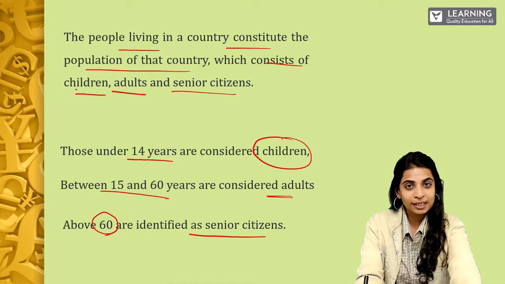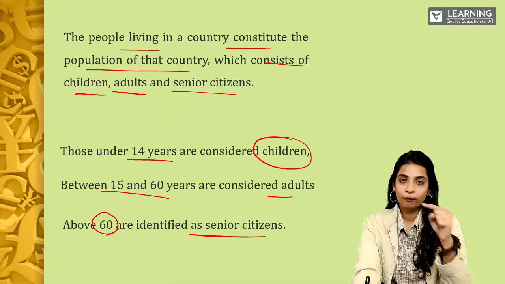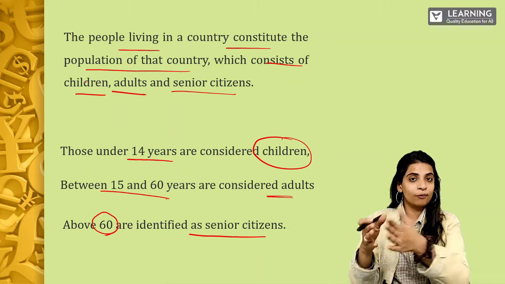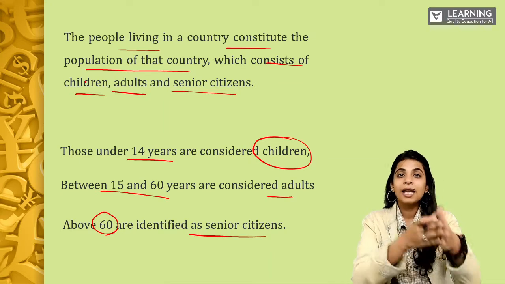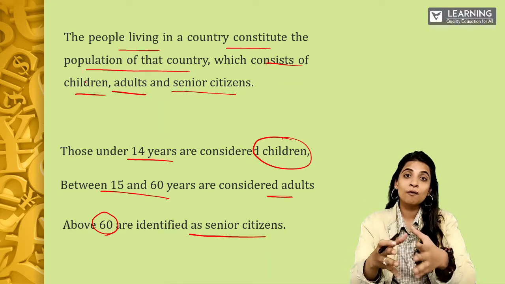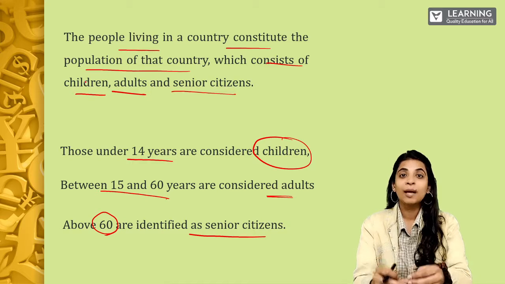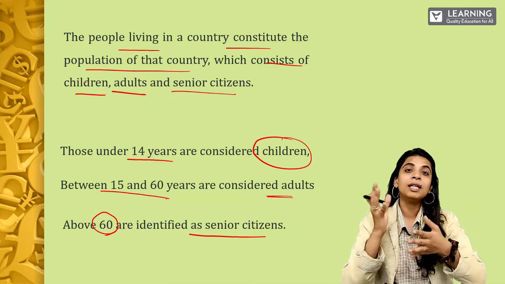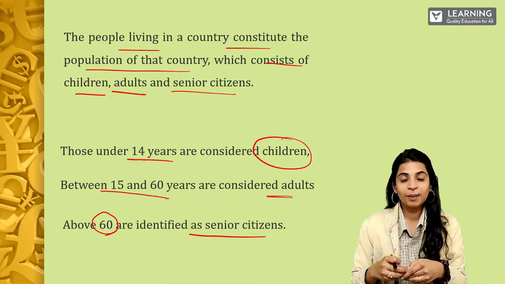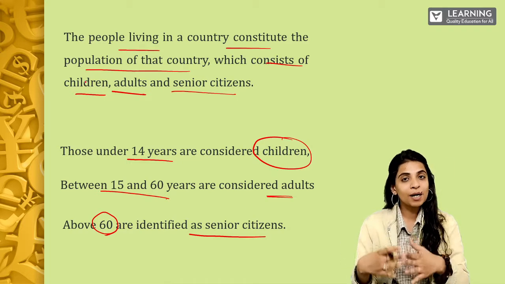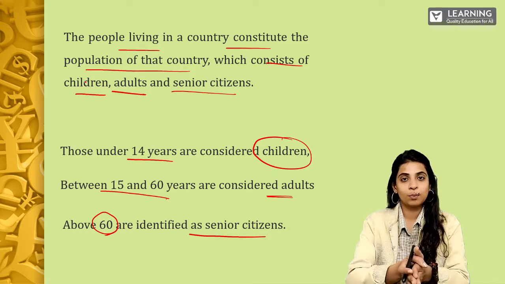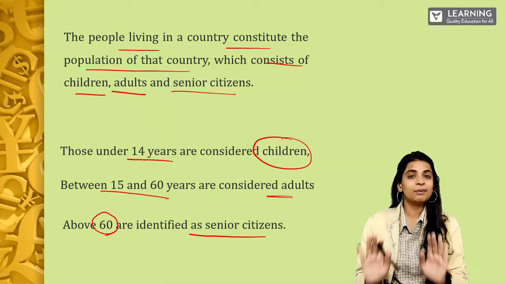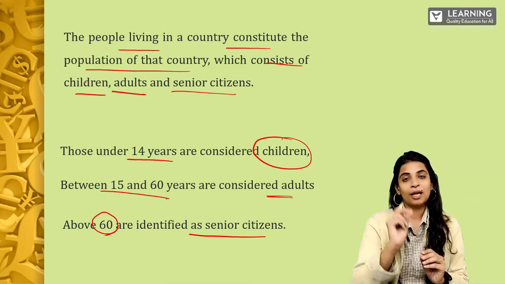All right, can you repeat this with me? Those who are under 14 years are children. Those who are from 15 years till 60 years are the adults. They are the workforce. They are the real wealth of the country because they will contribute towards the upliftment of the country, for economic development, by working. And above 60, they are the dependent population because they are senior citizens. They have done their work and now they will rest and it's your duty to take care of them.